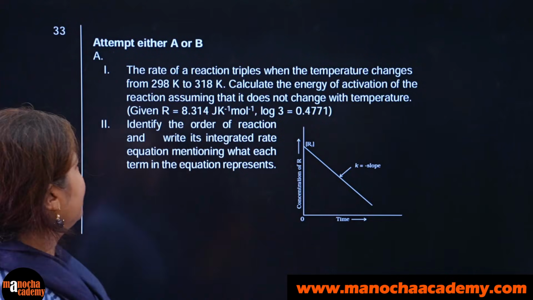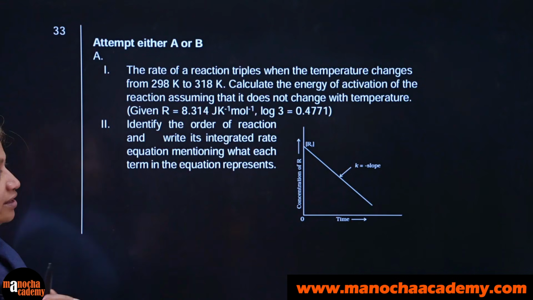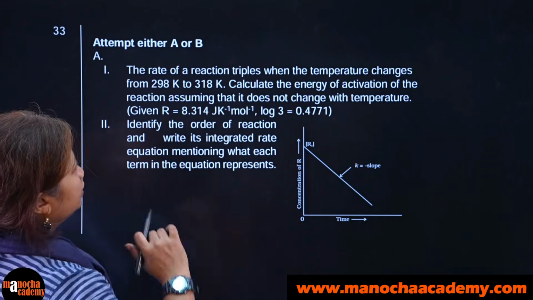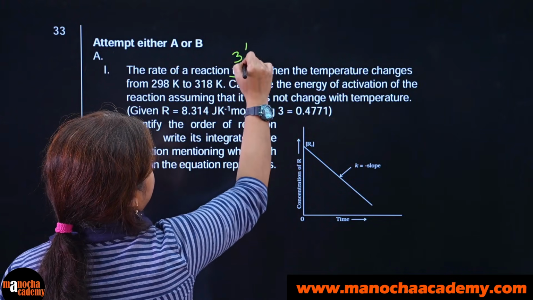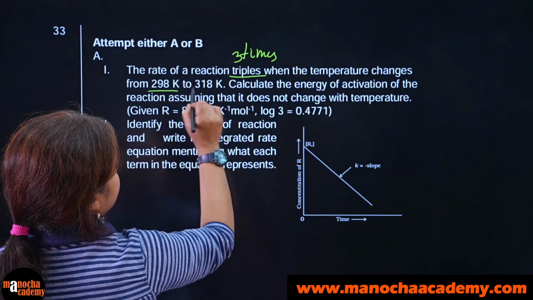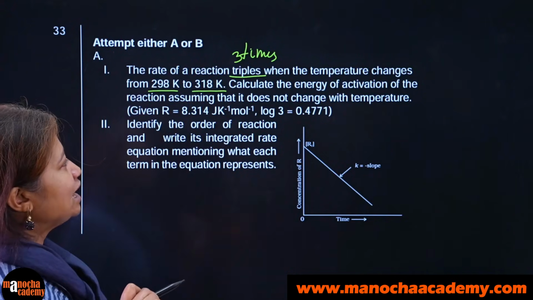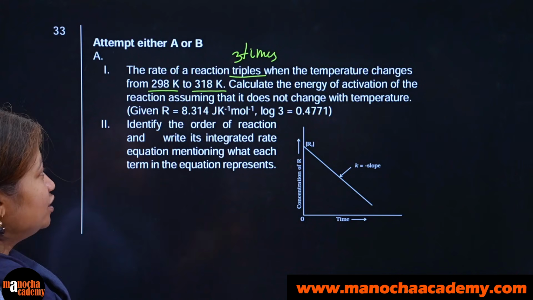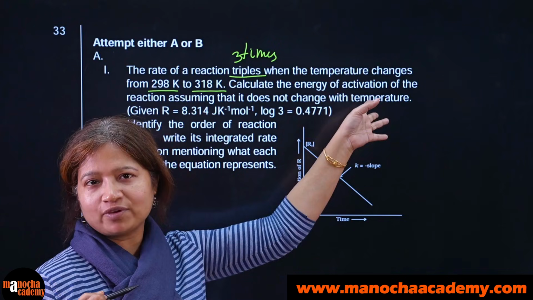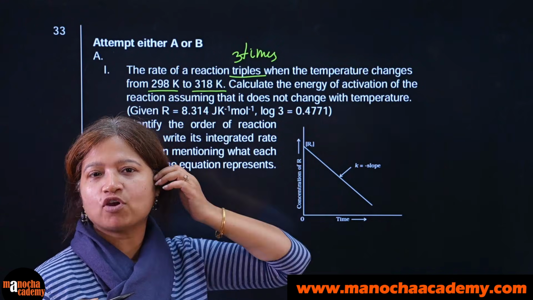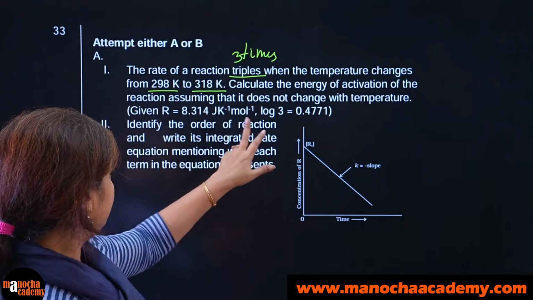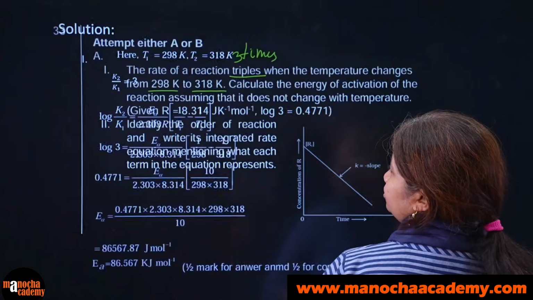Yes, we have come to the last question. This is based on chemical kinetics. The rate of a reaction triples when the temperature changes from T1 = 298 to T2 = 318 Kelvin. Triples means 3 times, it increases. Calculate the energy of activation of the reaction. If you remember, we did this type of question in one of the PYQs, because it comes quite frequently, using the formula log K2 by K1 equal to Ea by 2.303 R. So we'll go to the solution directly here.